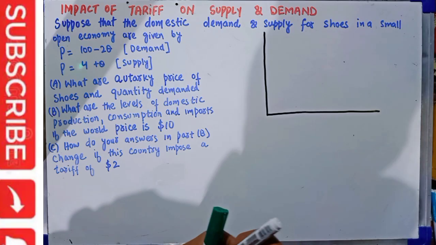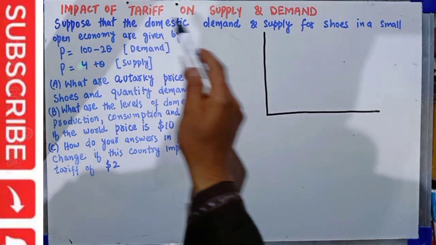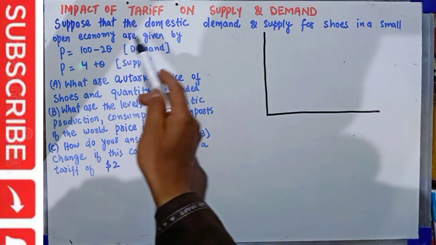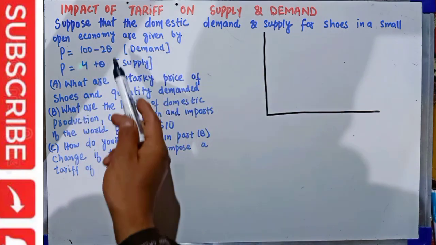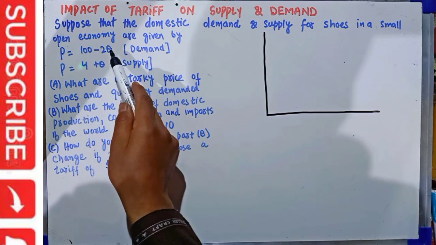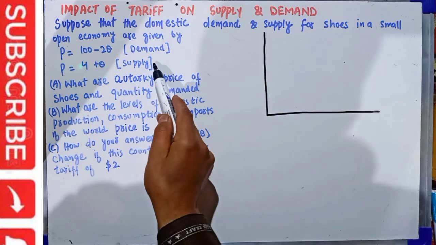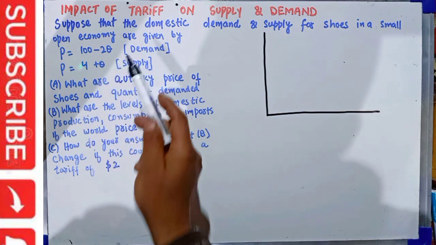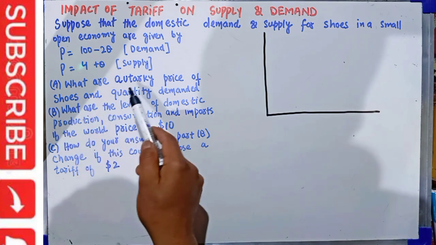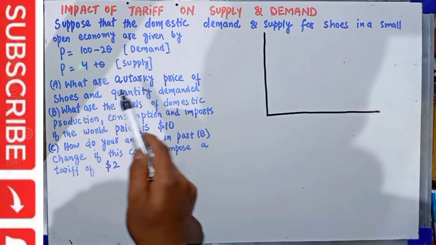Supply and demand. The question is, suppose that the domestic demand and supply for shoes in a small open economy are given by: demand is P = 100 - 2Q, where P is the price and Q is the quantity demanded, and the supply function is P = 4 + Q. We are being told to find the autarky price of shoes and quantity demanded.